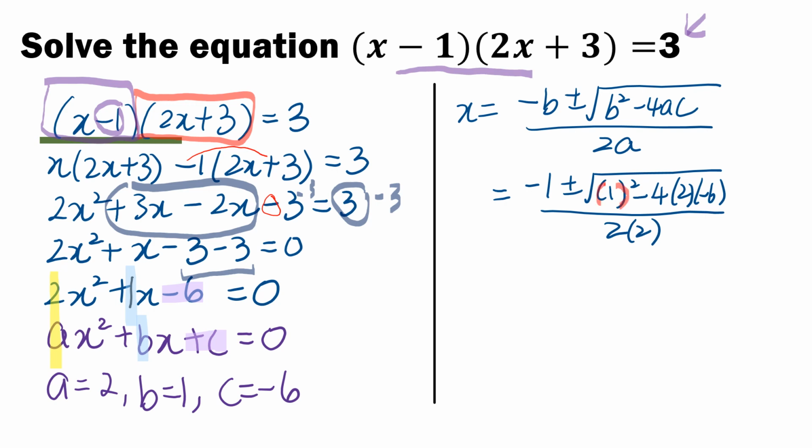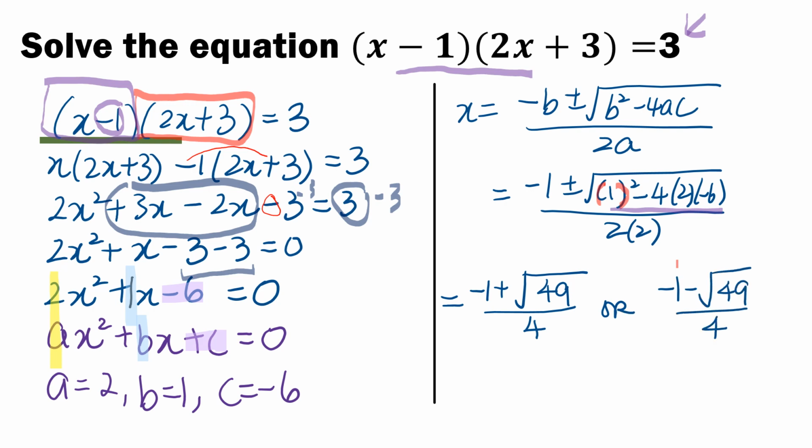Okay. And then what's the next thing we do? Yes, use your calculator to work out this value, which is 49. So it can be negative 1 plus square root 49 over 4, or it can be negative 1 minus square root 49 over 4. Then use calculator again. You will get the first answer as 3 over 2, exact value. Second answer is also exact, negative 2. Alright, so this is how we solve this equation.